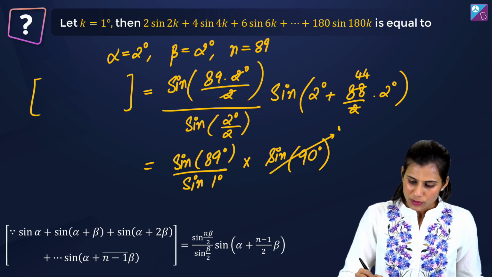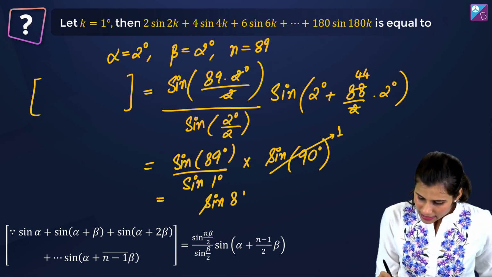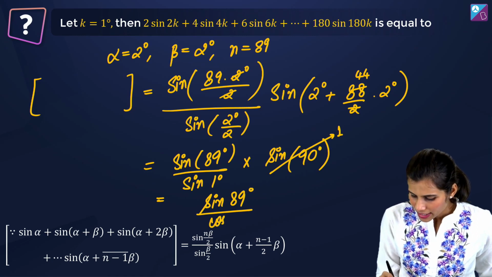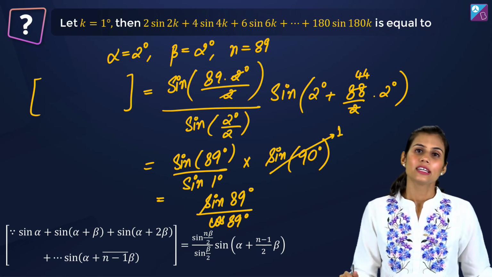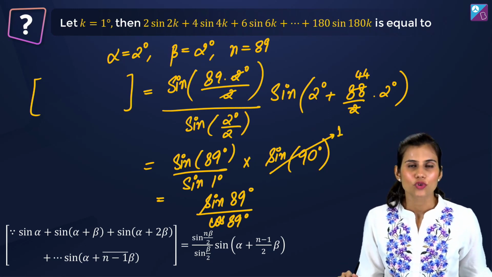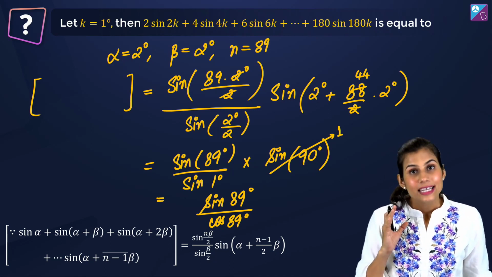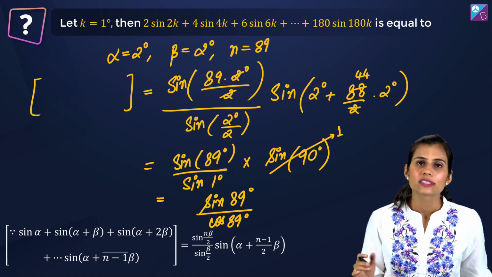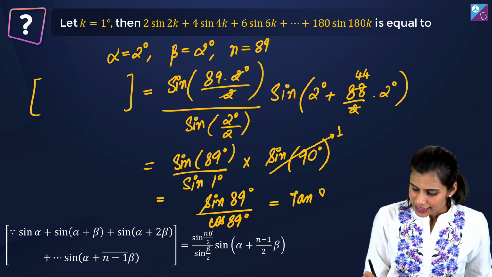Sine 90 you know is 1. Sine 89 I will keep as it is, and sine 1 I can write as cos 89, do you agree? Because 89 and 1 form a pair of complementary angles, and sine and cos are co-ratios, complementary trigonometric ratios. Sine 1 is the same as sine of 90 minus 89, which is the same as cos 89. And sine 89 upon cos 89 is nothing but tan 89.